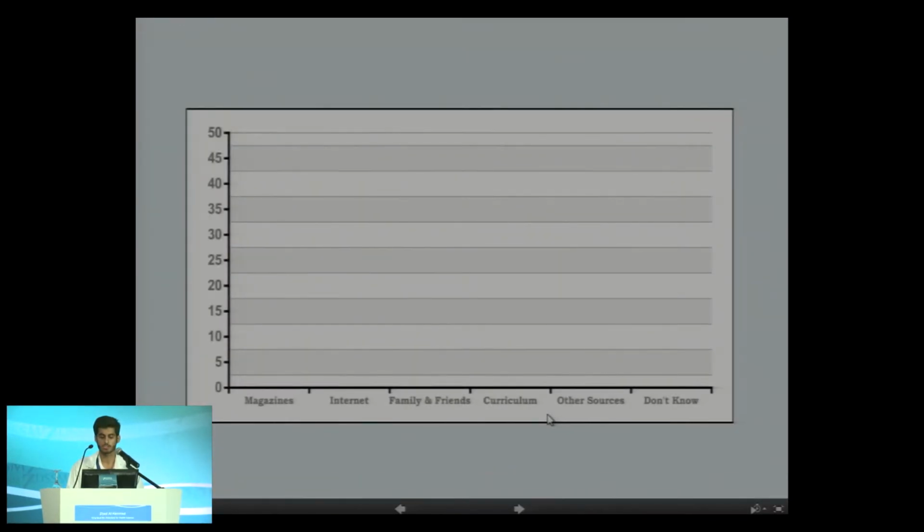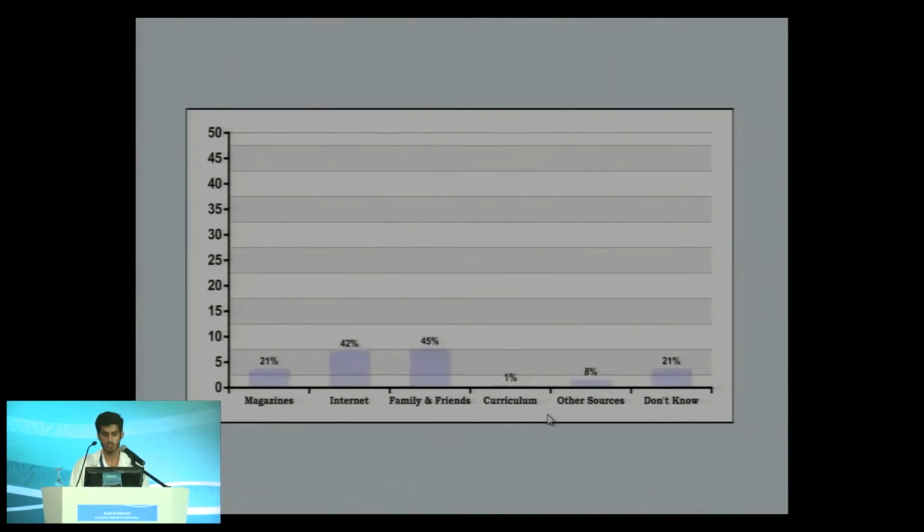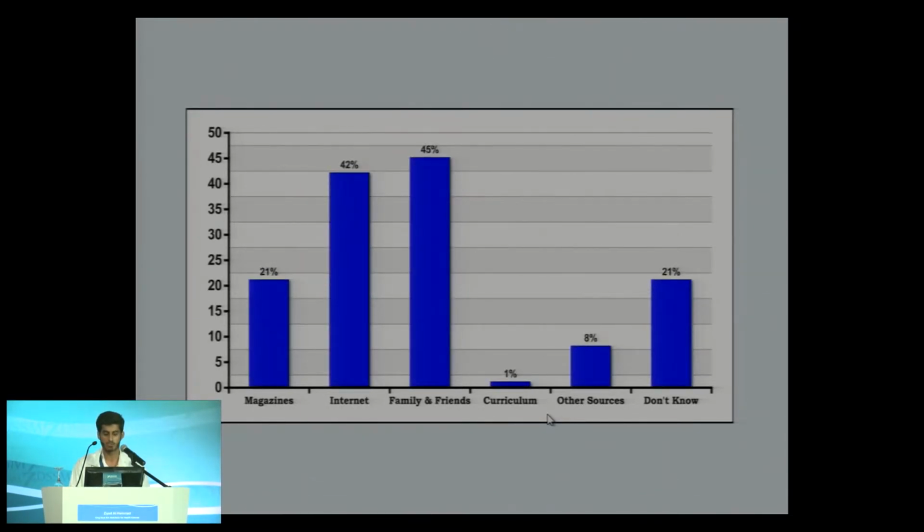And we wanted to know the source of knowing about aesthetic dentistry, and what we can notice here is that family and friends are the most common source, followed by the internet, and the least common source is the school curriculum, which I mean here the high school curriculum.